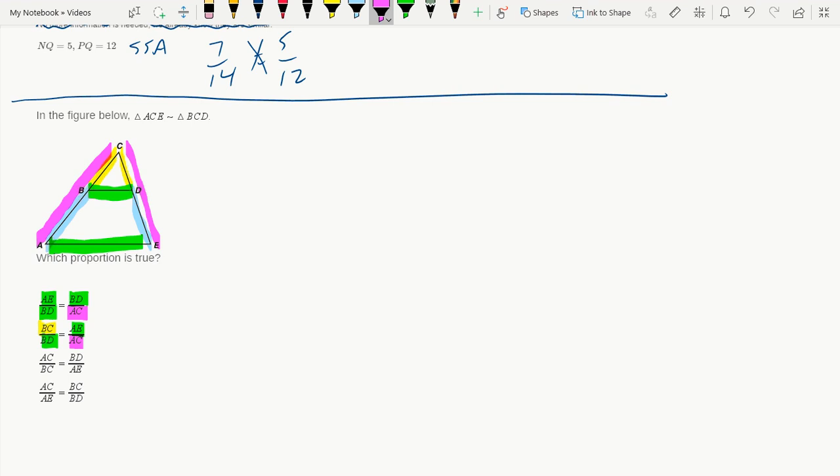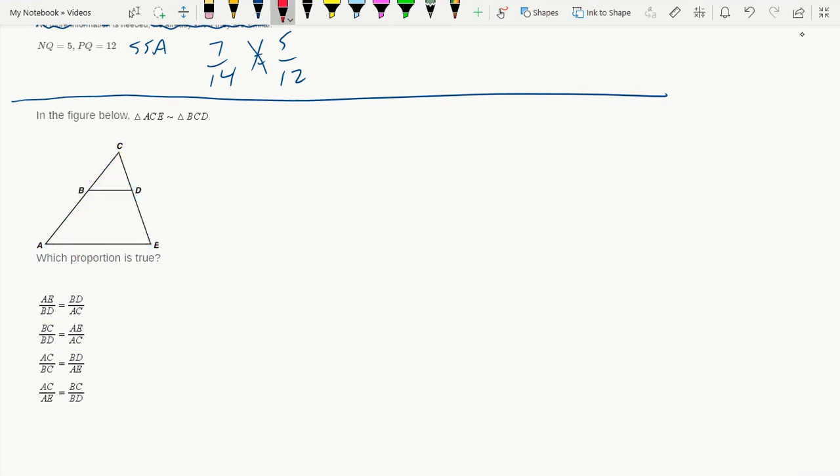Which is the correct answer? AC over BC, the big over the BD, or AE. That doesn't work either. Is it AC over AE? Okay, so we're going to think about this a little bit differently. Sorry, I've done this to you before. I thought they were going to go side splitter on me and they didn't.